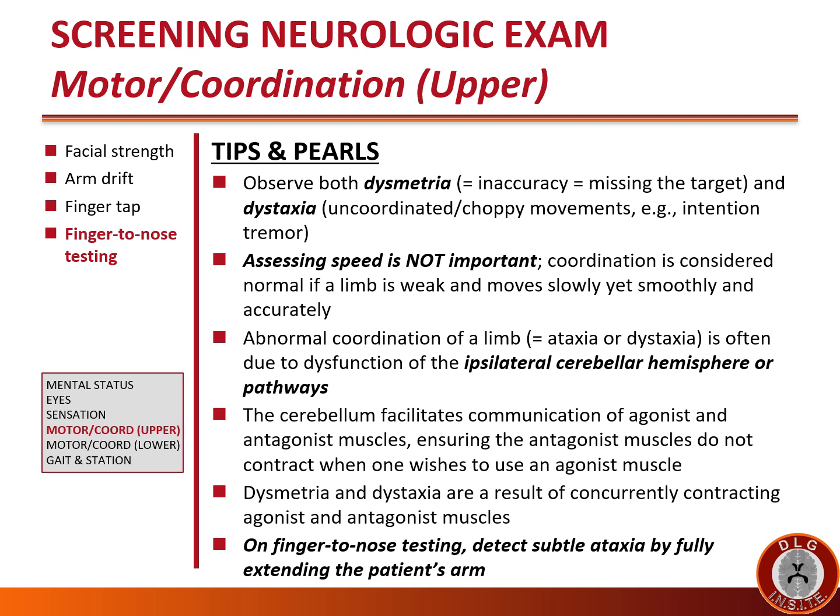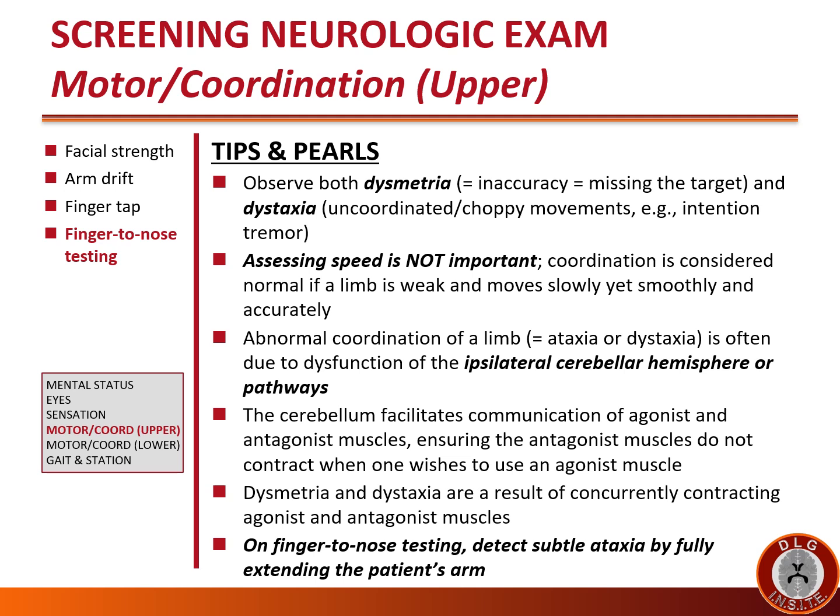Tips and pearls. Motor coordination, upper: finger to nose testing. Observe both dysmetria, that's inaccuracy or missing the target, and dystaxia, which is uncoordinated or choppy movements, such as an intention tremor. Assessing speed is not important. Coordination is considered normal if a limb is weak and moves slowly yet smoothly and accurately. It's the smoothness and accuracy that counts.